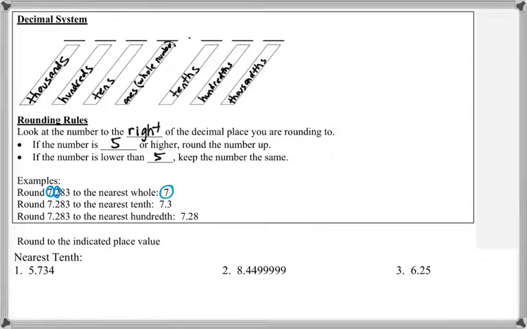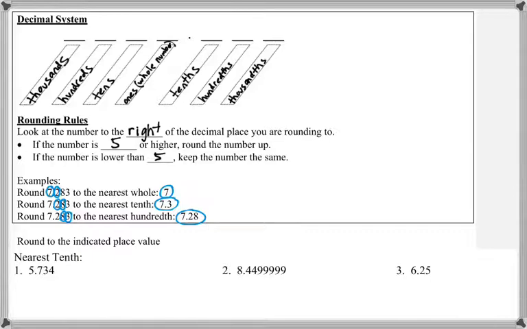So if I start over and now round to the nearest tenth, I want to look at the hundredths. So this 8 tells me to round up this 2 into a 3, and that's how I get 7.3. And then lastly, if we round to the nearest hundredth, I want to look at the thousandths. So this 3 tells me to leave this 8 alone. So this would be 7.28.